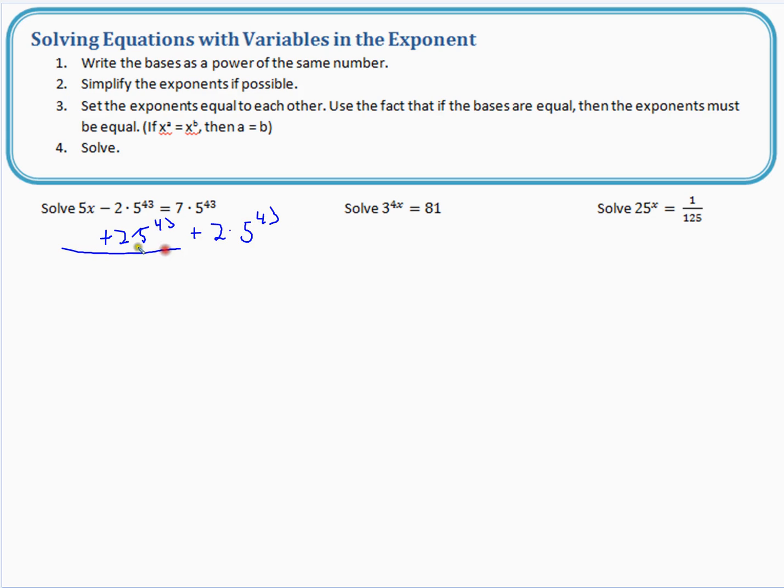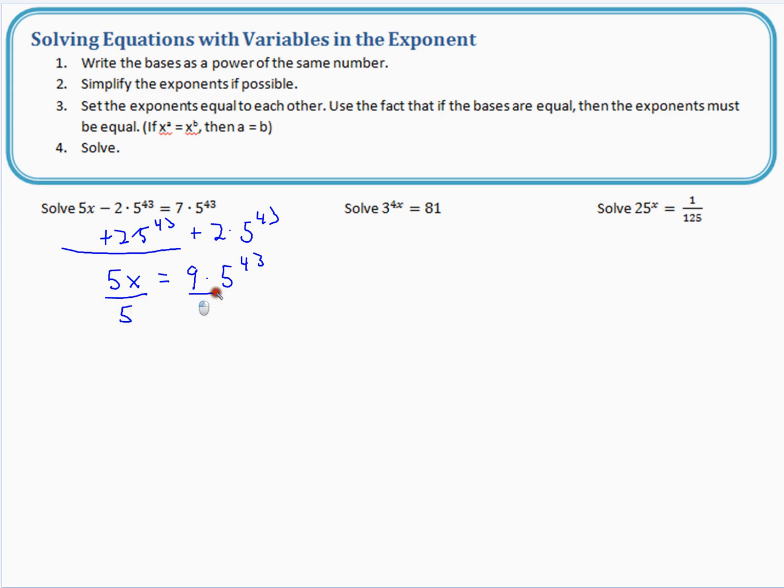And so over on the left side, we're just left with 5x. On the right side, we have 7 of these things, plus 2 more, which gives us a total of 9 times 5 to the 43rd. And we would divide both sides by 5.